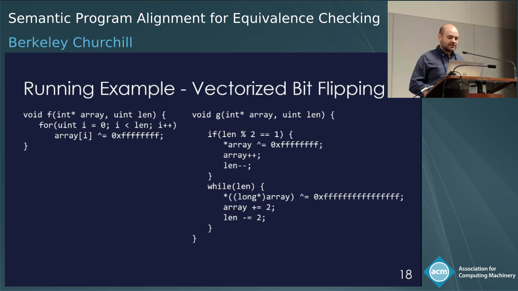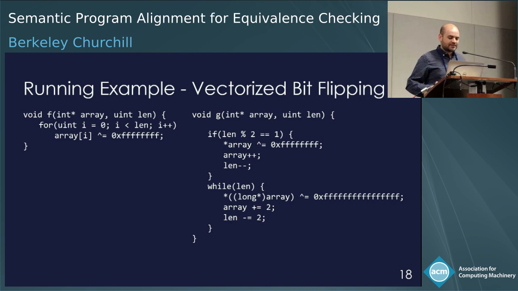So this is a running example which illustrates many of the challenges we want to overcome. Here we have a program F, and it is iterating over an array of integers and flipping the bits of each one. Program G has a vectorized loop where it's going to flip the bits of two integers at a time. Beforehand, it checks if the length of the array is even or odd. And if it is odd, then it flips the bits of the first array element in advance.